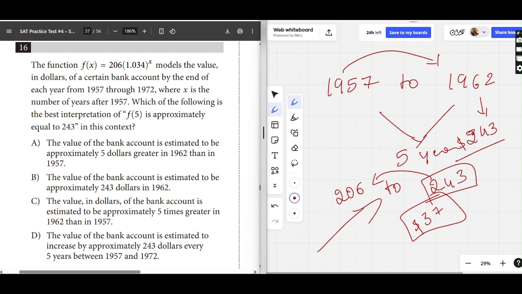So it's just a matter of what the purpose is for which this given function is created. The given function is created to estimate the number of dollars that has accumulated over the years. So f of 5 clearly represents the amount in dollars after 5 years. That's nothing but option B. After 5 years means 1962. At 1962, we can see $243 in the bank account.